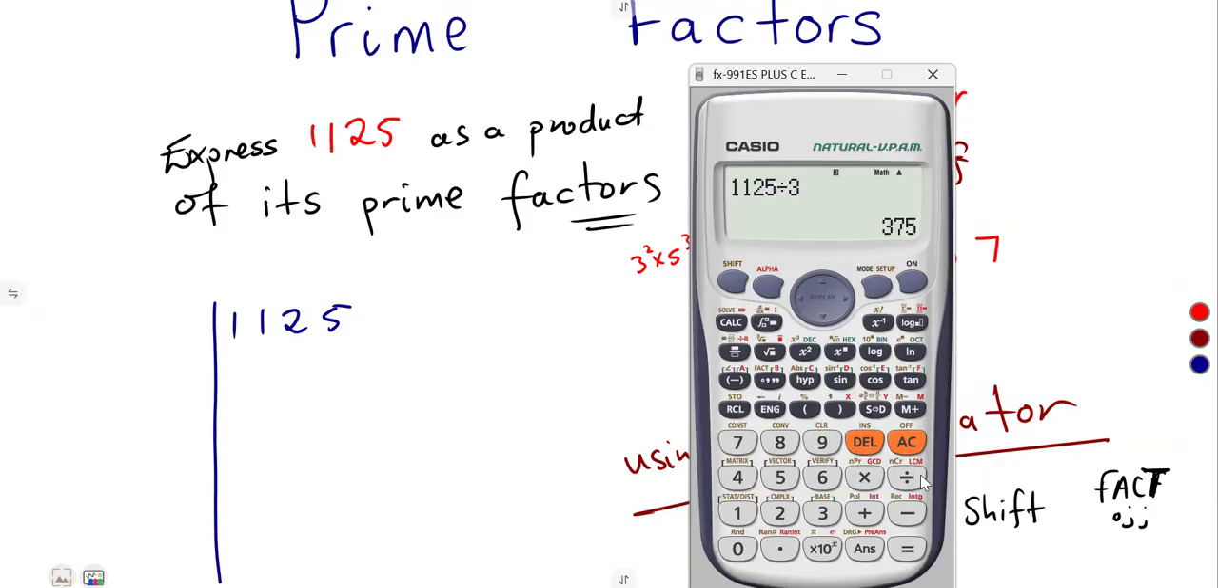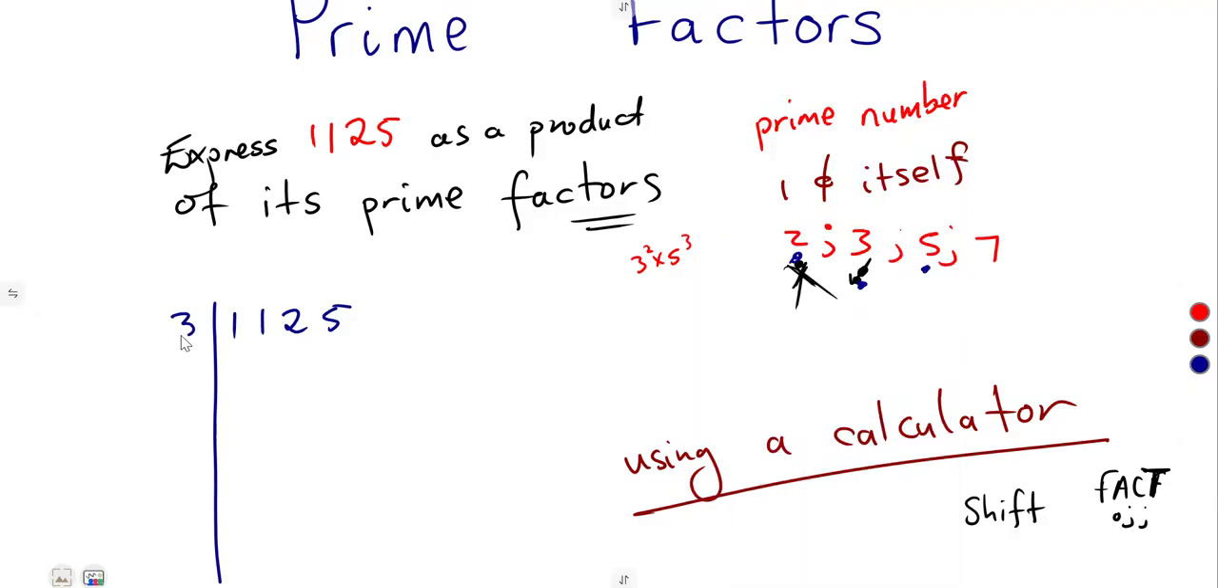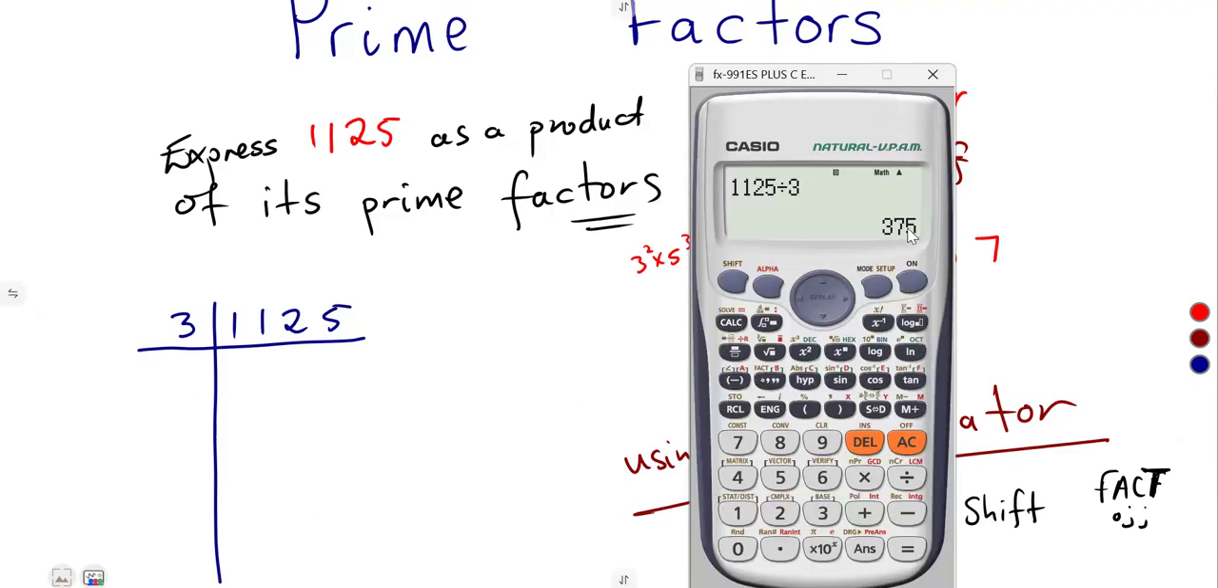1125 divided by 3. We are getting a whole number that's a factor. So 3 is a prime factor of this, so you can use 3. So if we divide 1125 divided by 3, we obtained what? 375.